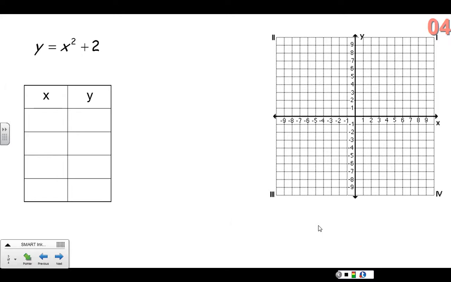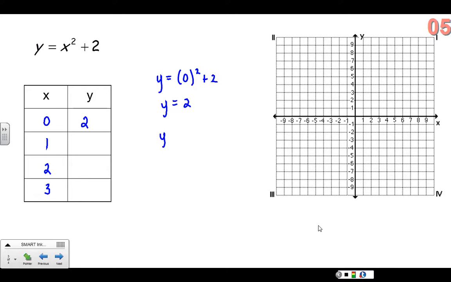So I'm just going to pick some easy numbers to plug in again. How about let's plug in a 0, 1, 2, 3. You can't beat that. That's pretty easy to work with. So if I plug those numbers into the equation, if we do the first one, y equals 0 squared plus 2, then y will equal just 2.